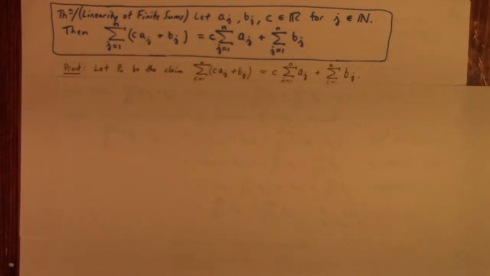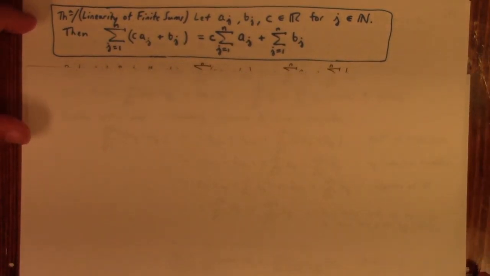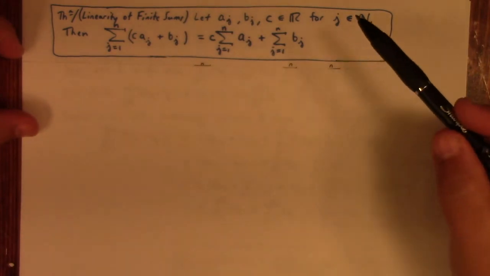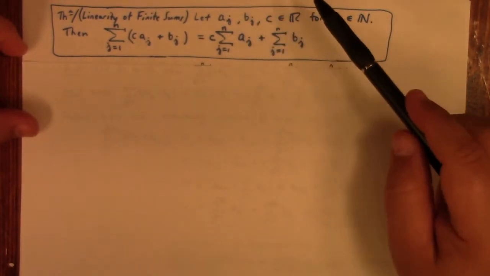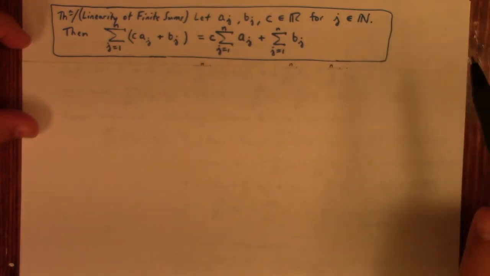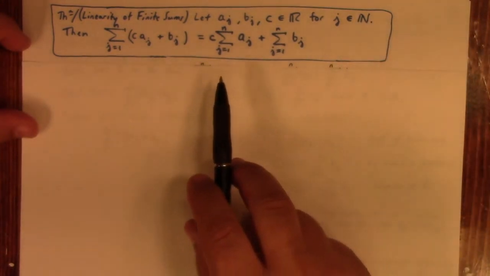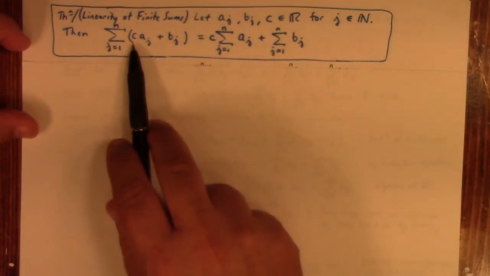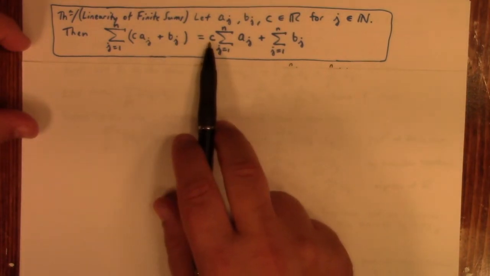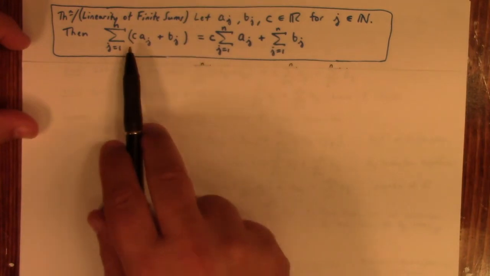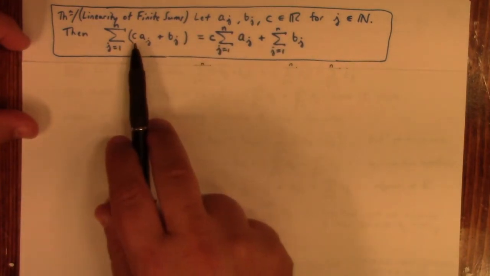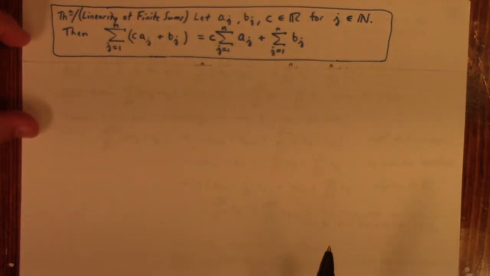Here it is. So the linearity of finite sums. If we have real numbers a sub j, b sub j, and c, of course, a sub j and b sub j are an infinite list of numbers in principle. Then the sum, j equals 1 to n, of c times a sub j plus b sub j is c times the sum of the a's plus the sum of the b's, just like that. So we can break up finite sums, and you can pull constants out of finite sums, just like so.